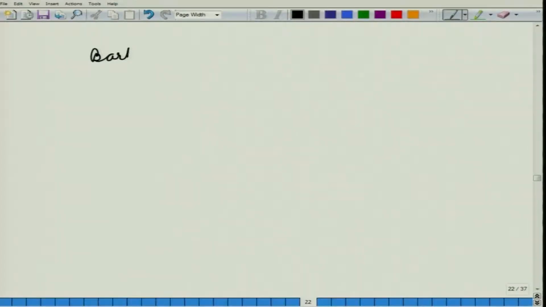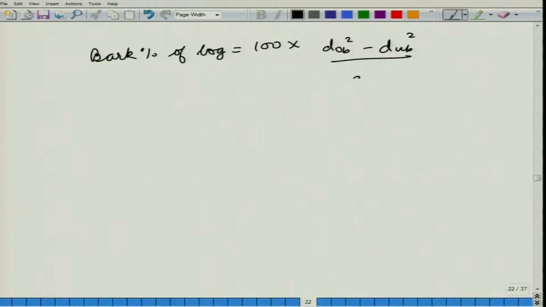Now, we have this equation: bark percentage of log is equal to 100 times DOB square minus DUB square divided by DOB square. Now, can we derive this relationship? Well, it is very easy.